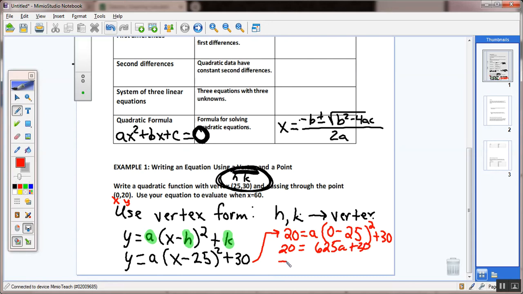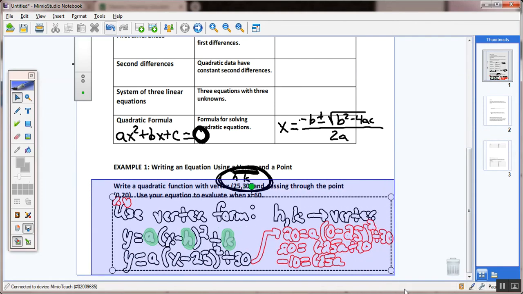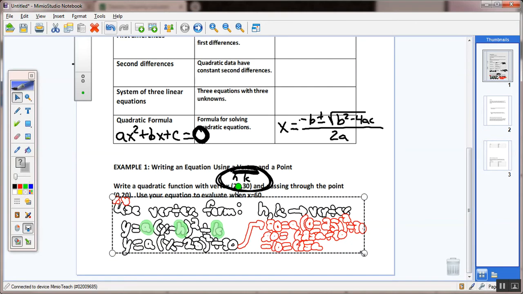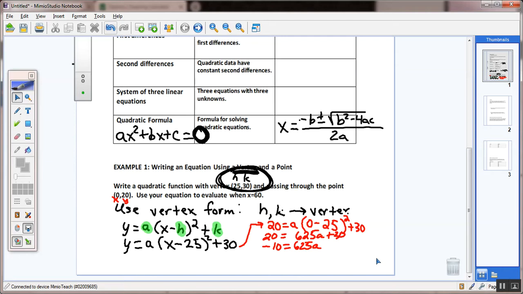So I've got negative 10 on the left equals 625a. Whew, this is getting kind of tricky. I'm going to make some room here quickly. Give me a second. Why did you subtract 20? Subtracted 30 actually. Because I'm trying to get a alone. We're trying to figure out our value for a right here.